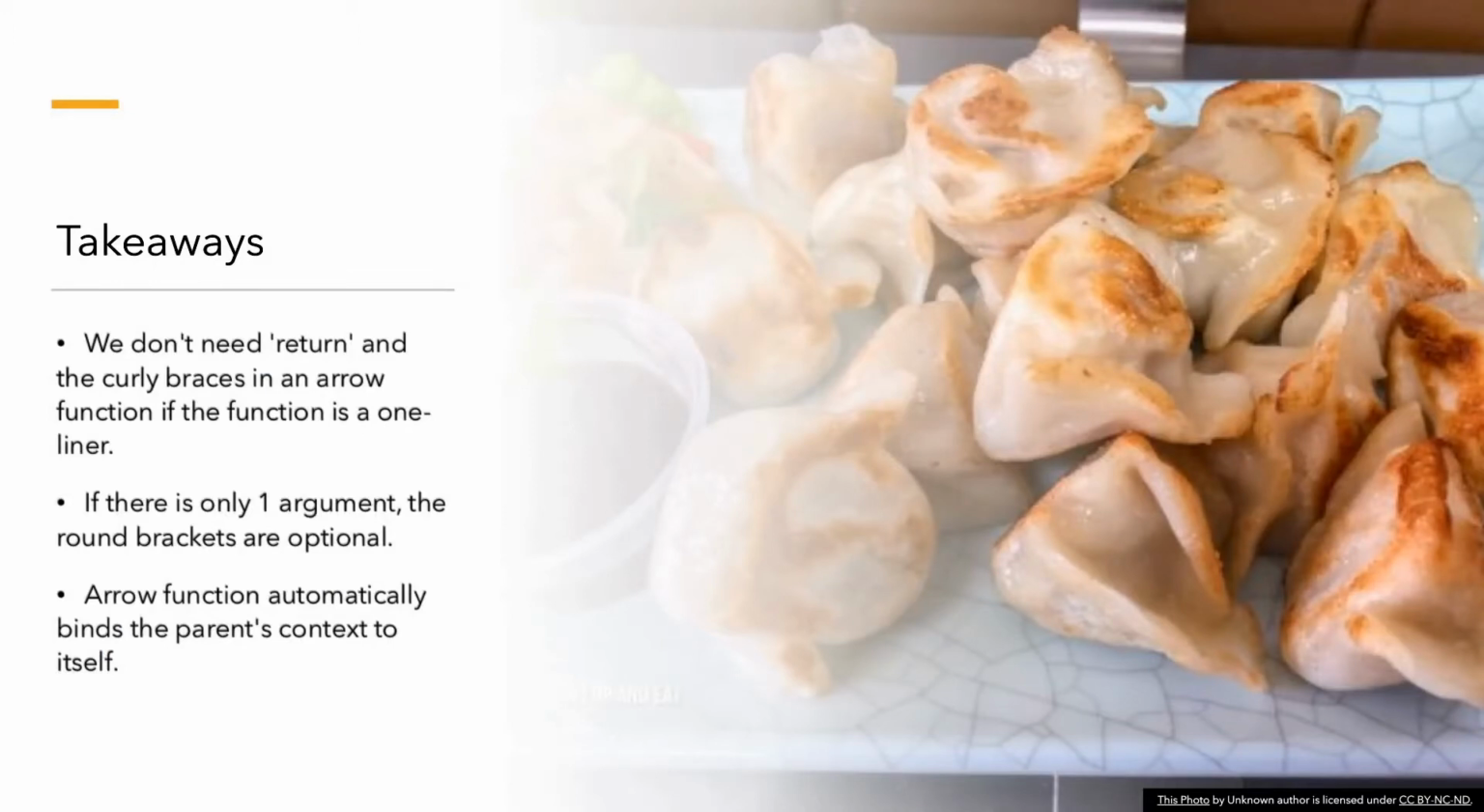Alright, key takeaway for this lesson. We don't need the return and curly braces in an arrow function if the function itself is a one-liner. If there's only one argument, the round brackets are optional. Arrow function automatically binds the parent's context to itself. That's it for now, and I'll see you again in the next video.